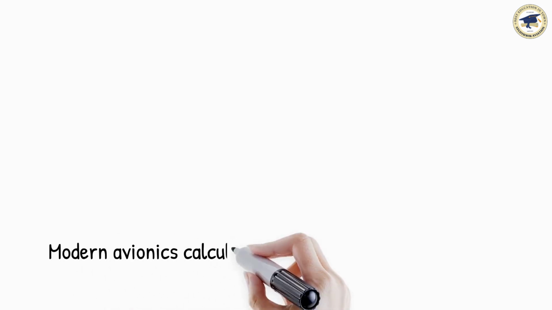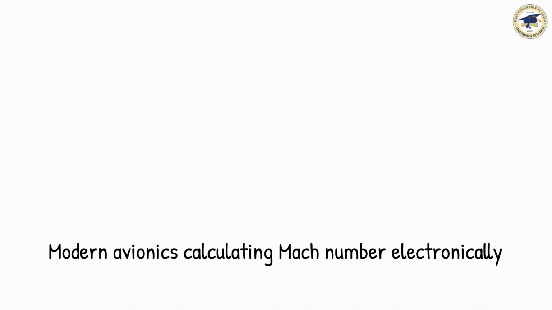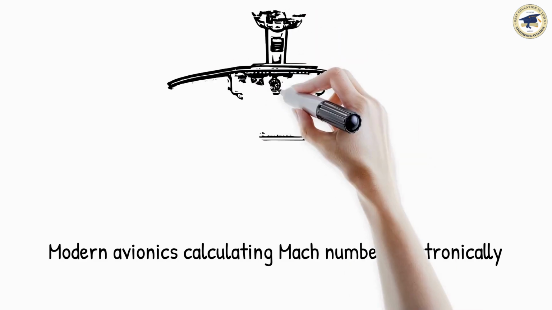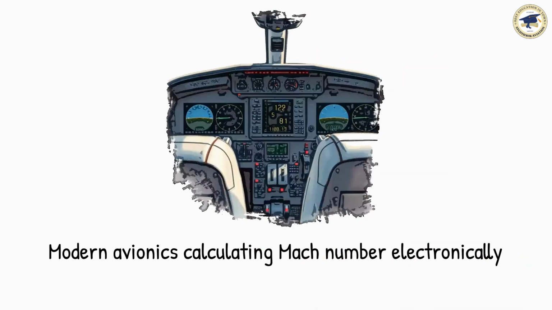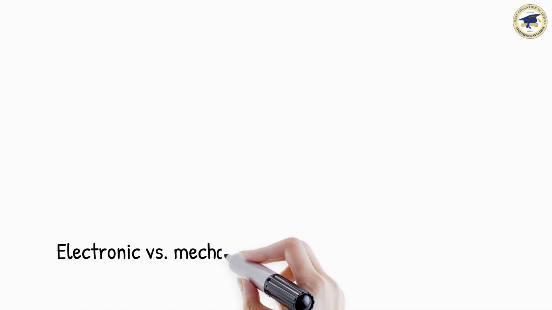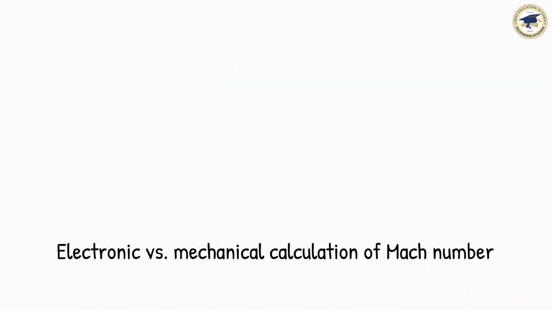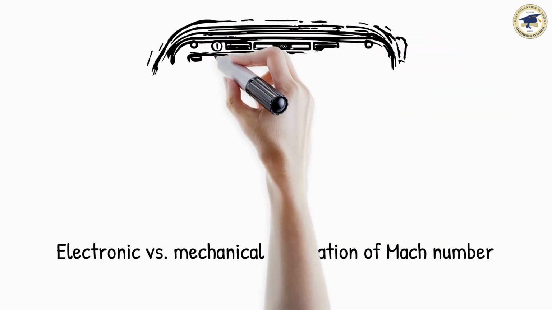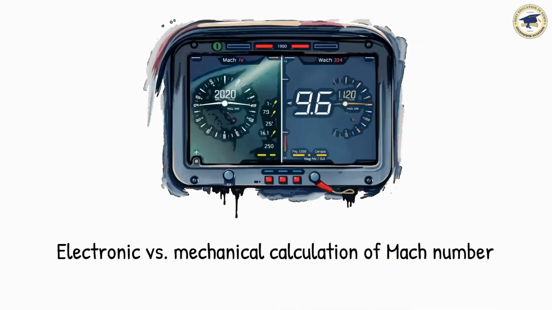With modern avionics, the Mach number is calculated electronically by the air data computer. The ADC receives pitot and static pressures from the aircraft's air data probes, measures the outside air temperature, and then performs the calculation digitally. The result is displayed on the primary flight display as Mach number with great accuracy. Even with digital displays, the principle remains the same. The Mach number is simply the true airspeed divided by the local speed of sound. The only difference is that electronics now do the work instead of mechanical linkages.